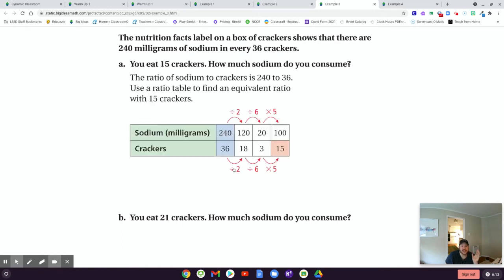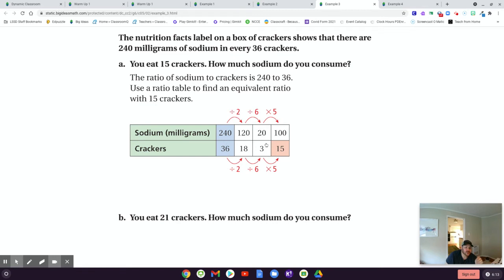So they're saying to, again, make this ratio table. So sodium is 240 for 36 crackers. So that would be our first part of this ratio table. Now what they're doing is they're simplifying this down. So they're dividing each of these by 2 to get 120 and 18, divided by 6 to get 20 and 3. So this means that for every 20 milligrams of sodium, there are 3 crackers. That's a ratio. That's the same as this 240 to 36 ratio. It's like simplifying the ratio. You could have gotten directly there by dividing each of these by 12.